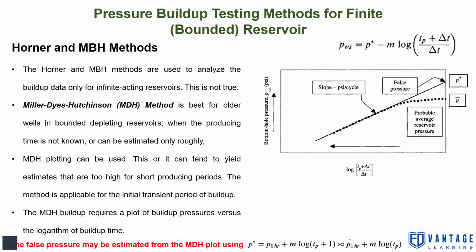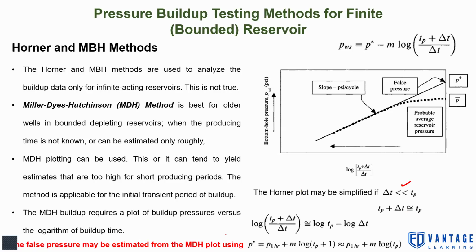Second is the MBH method. This is where we try to approximate (TP plus delta T) by delta T. If you can see, the Horner plot may be simplified if delta T is far less than TP. Suppose in a well we are producing for 10 days and then shutting the well in for only 1 day. In this case, 10 days times 24, 240 hours, is far more than 24 hours. It is 10 times more. So in those cases, we can approximate TP plus delta T to TP. We will now approximate log of (TP plus delta T) to log TP minus log delta T.